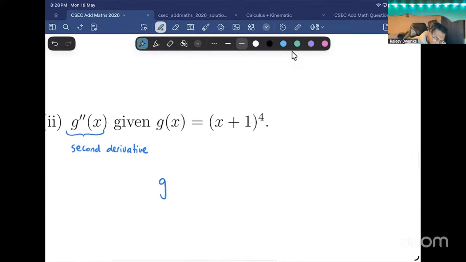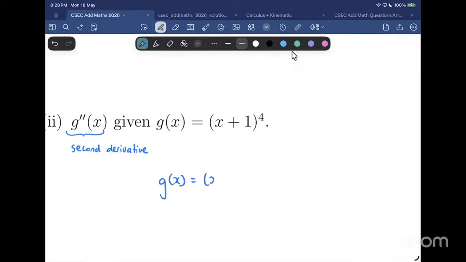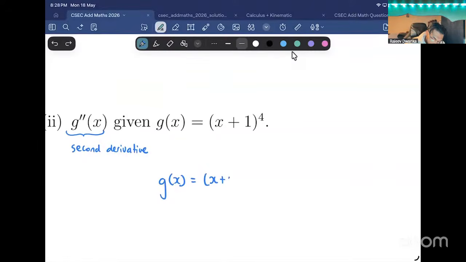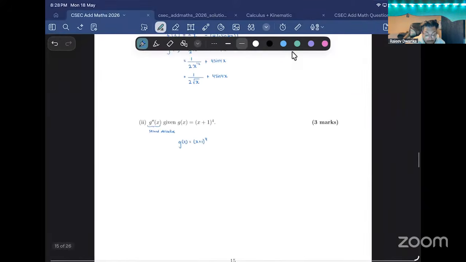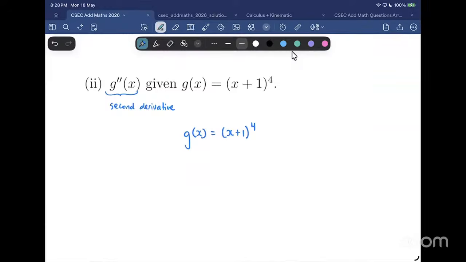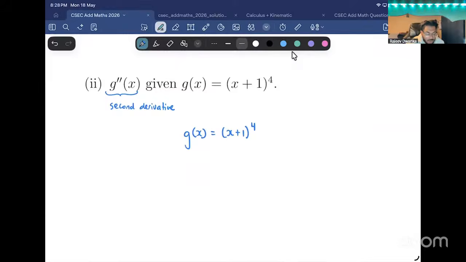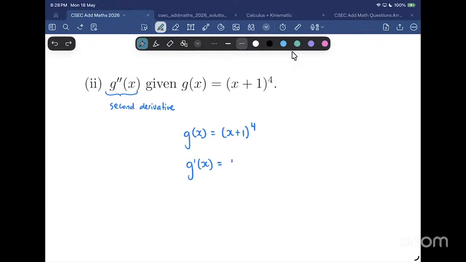Alright, so we have g of x is equal to x plus 1 to the power 4. This question is worth 3 marks. So I would not advise you to do the whole long thing. I would advise you to do the shorthand version of the chain rule. See, now it's just 3 marks. So let's find the first derivative. If you're doing the shorthand version of the chain rule, you're going to pre-multiply by the power. So what's the power here? 4.